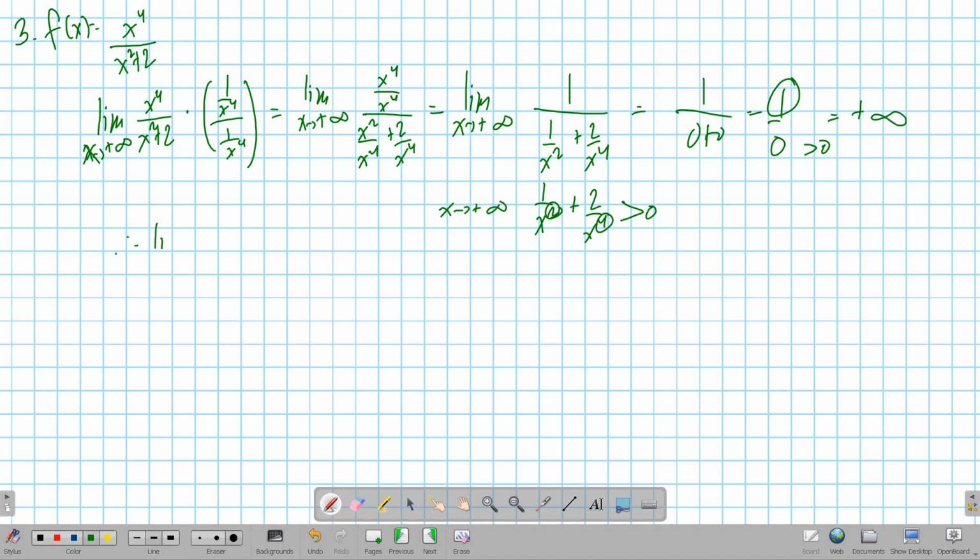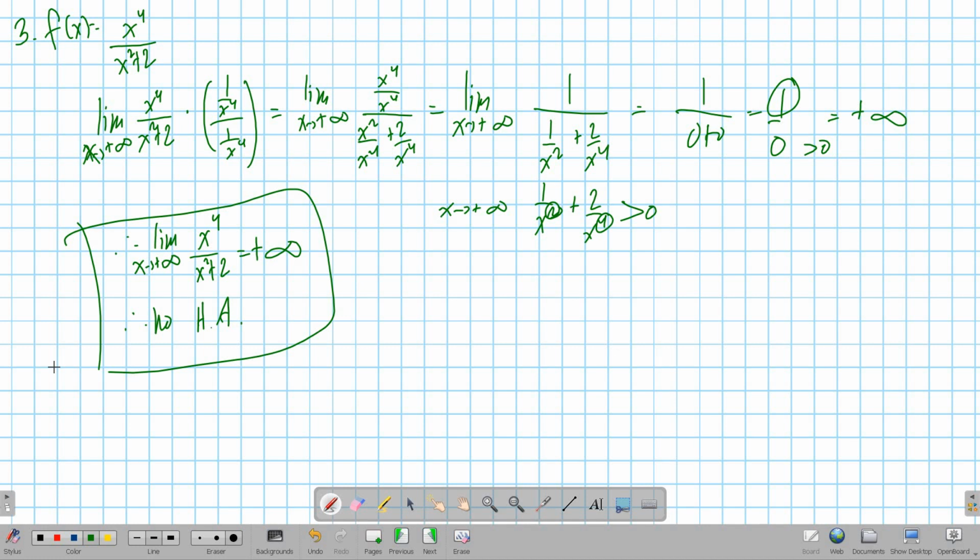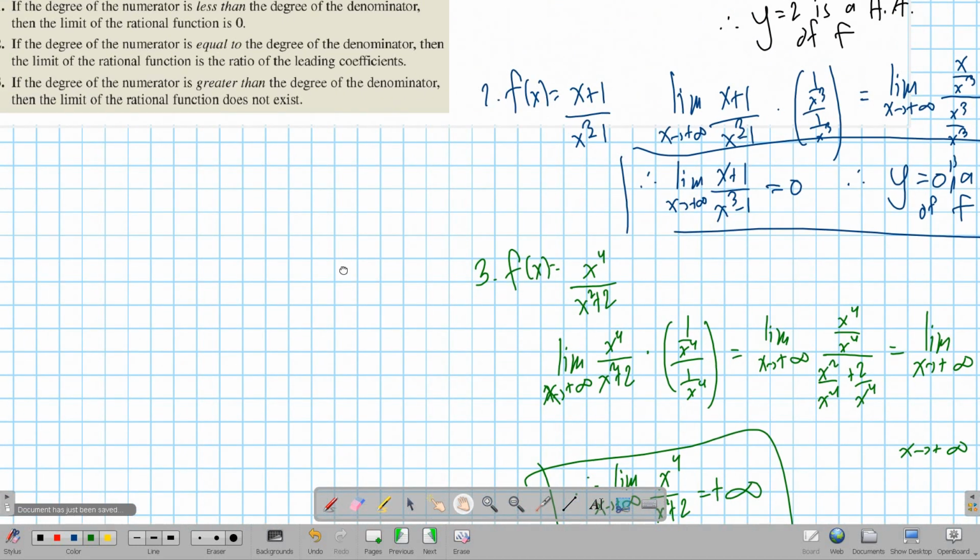So therefore, the limit of x to the fourth over x squared plus 2 as x approaches positive infinity is actually at positive infinity, which we cannot say as a horizontal line. Therefore, there is no horizontal asymptote for number 3. Now, the limit process is what we use to secure the horizontal asymptote. However, we would have a shortcut here.